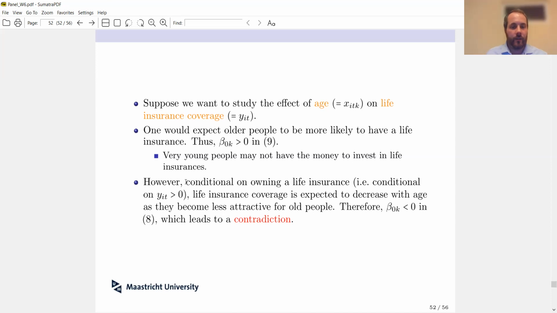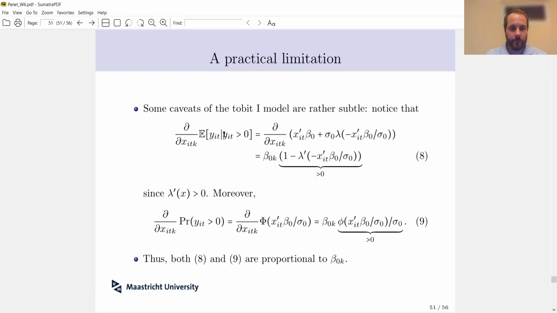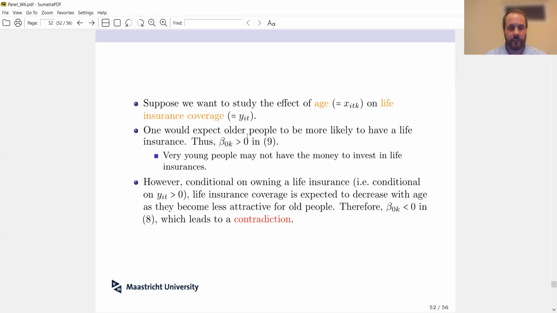Now, however, once you condition on owning life insurance, which is really what we do here, right? We condition on owning some life insurance. Then, of course, the older you get, so the more X increases, the less attractive the life insurance coverage gets. The less life you have, why are you still insuring your life? So therefore, here you would expect that the true beta is negative.